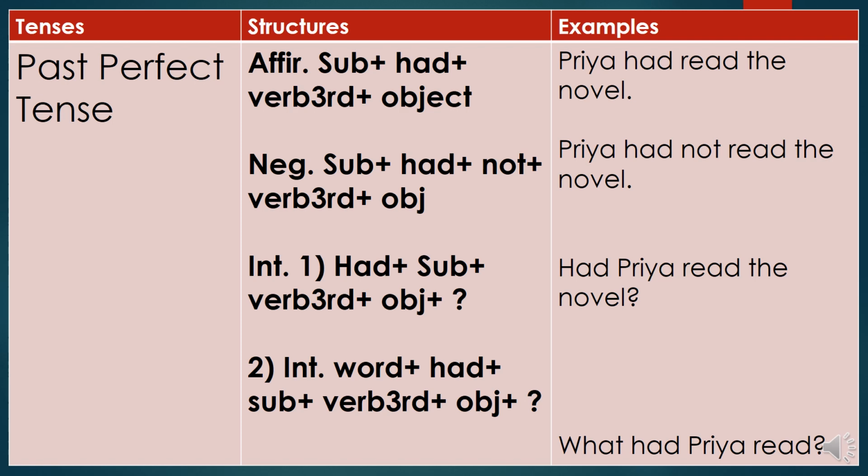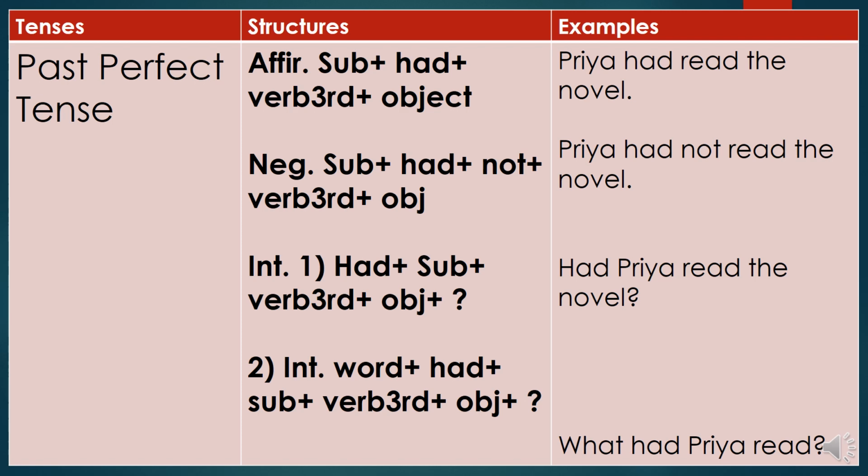Priya had, what will come? Read the novel. In case Priya was writing something, we would have used: Priya had written the novel. The third form of write is written. Write, wrote, written. We are using read here because the third form of read is also read. Second and third forms are both read. So, Priya had read the novel.